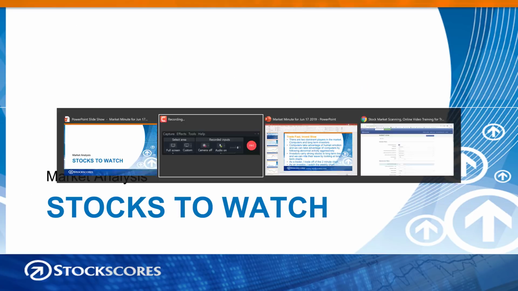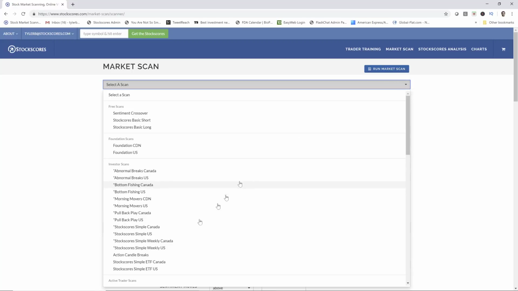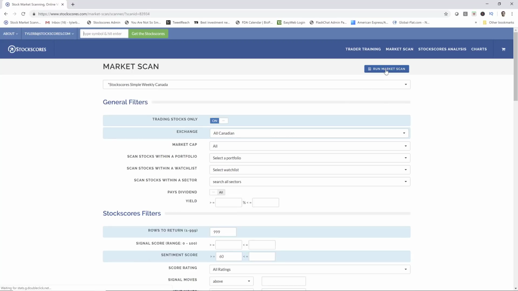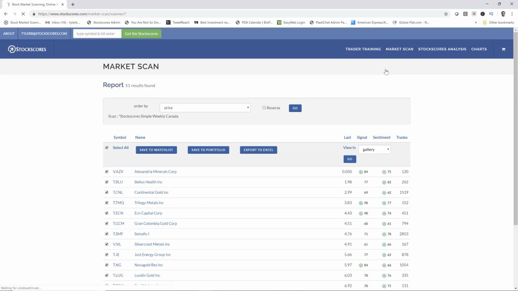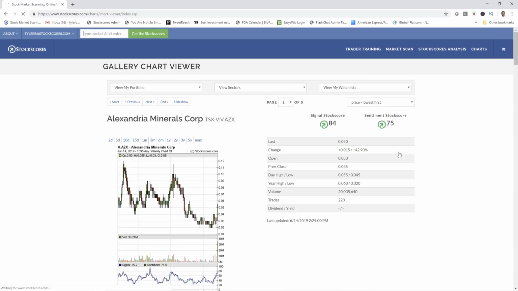All right, let's run a Stock Scores market scan, see if there's any opportunity. What I want to do is run the scan on the Stock Scores Simple Weekly strategy. We're going to run it in Canada, and that's mostly because I see a lot of good gold names as a sector that's leading the market. And so let's take a look and see what we find here.